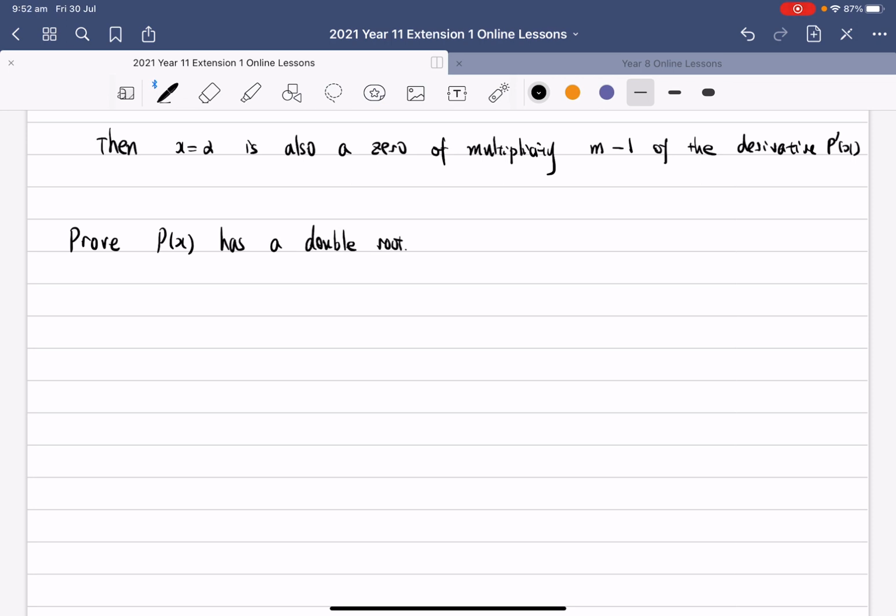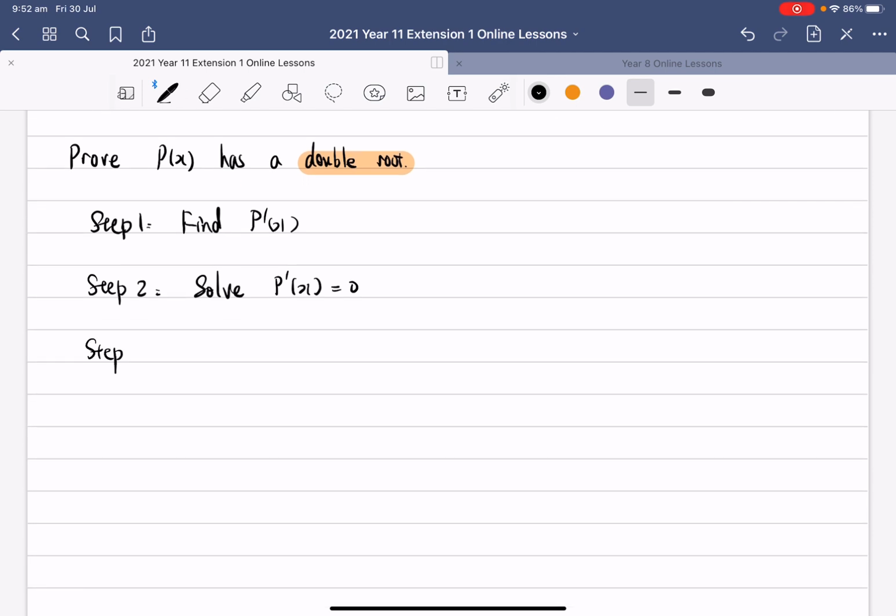The steps here: step 1, since we're proving a double root, we only need to find the first derivative, so we find p dash x. Then step 2, we solve p dash x equals 0. And step 3, let's say when we solve p dash x equals 0, we get x equals alpha, beta, and so on. There can be multiple solutions.